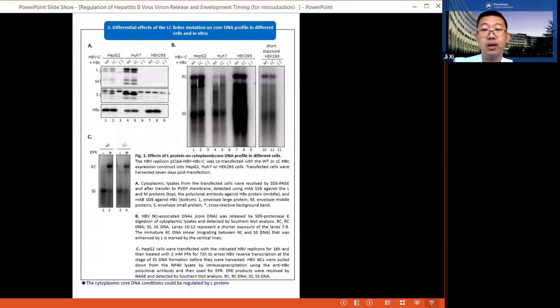In Figure 3, there was no surface protein expression in HEK293 cells, and the double-strand DNA smear could not be detected from the wild-type and LC capsid. The purified immature capsids of wild-type and LC from the HepG2 cells, without the influence of L protein, show similar core DNA condition after the reverse transcription in vitro. This result implied the cytoplasmic core DNA condition could be regulated by the L protein.